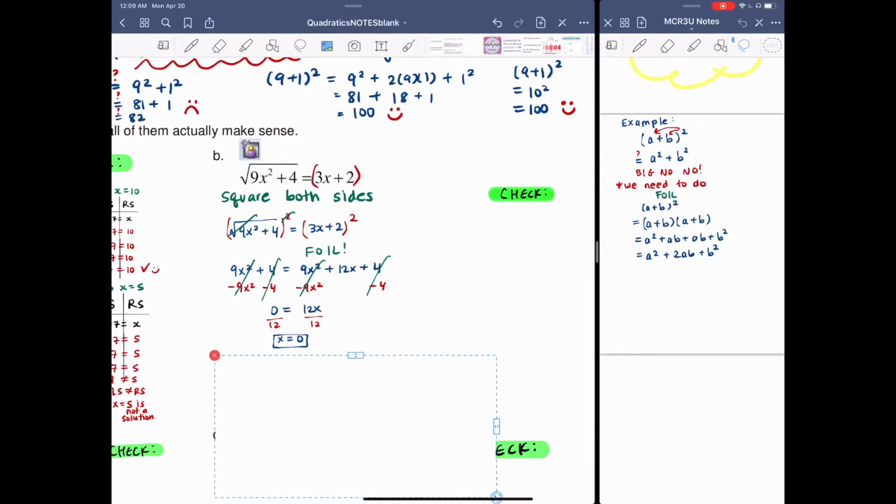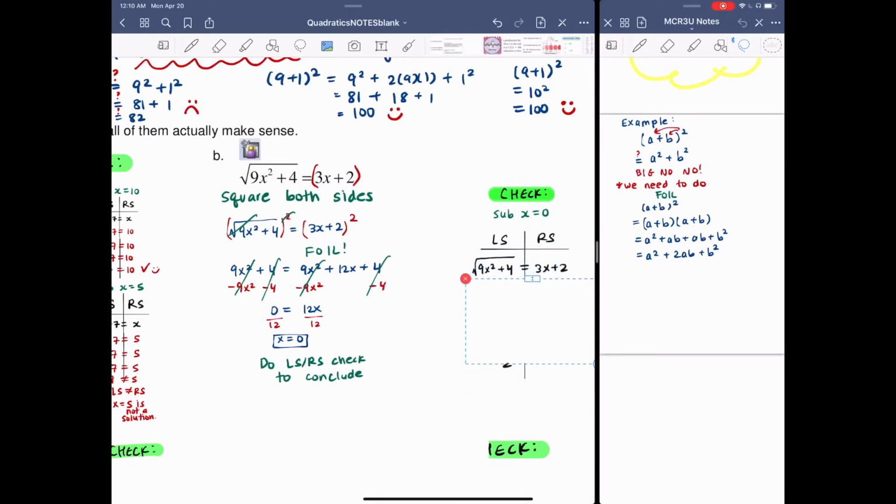So I'm writing a lot in green just because we're doing everything virtually. So the check. I'm going to write my left side, right side. Well, I'm going to sub x equals 0. I'm going to write down the equation once. I'm going to sub the 0 in anytime I see the x. And then I'm going to simplify.